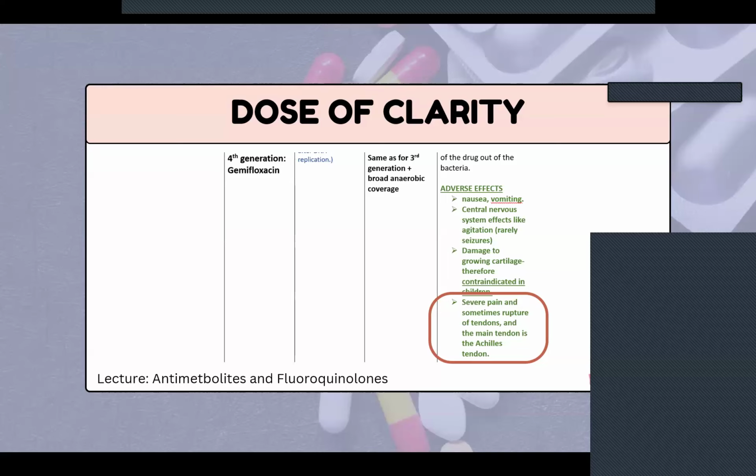And also, because this is one of the adverse effects, it is contraindicated in patients who present with a history of tendon disorders.